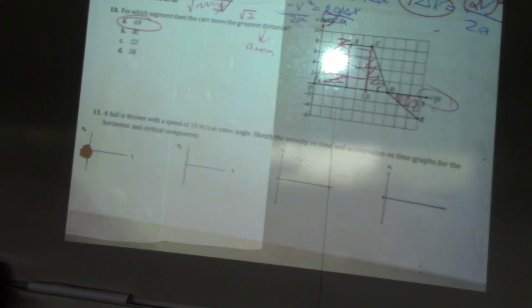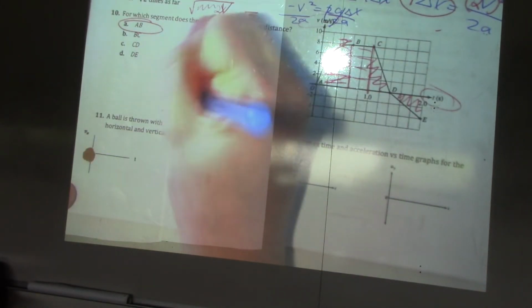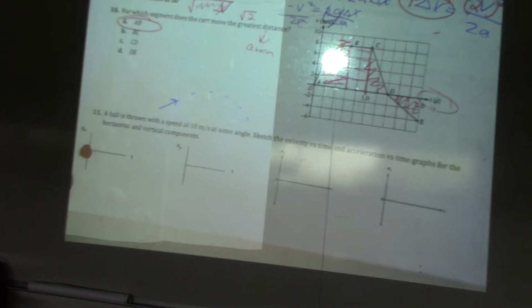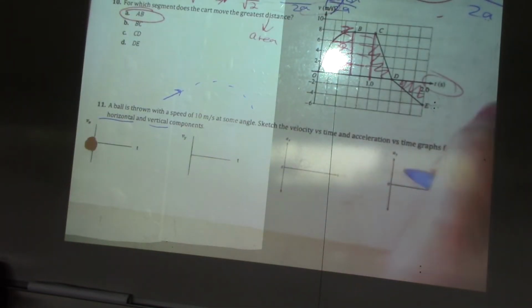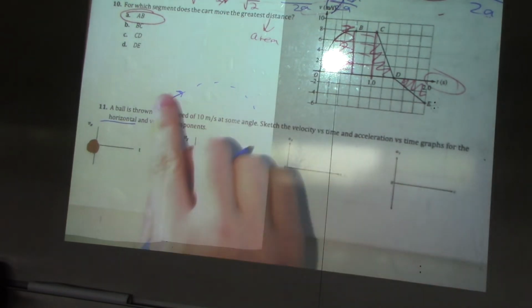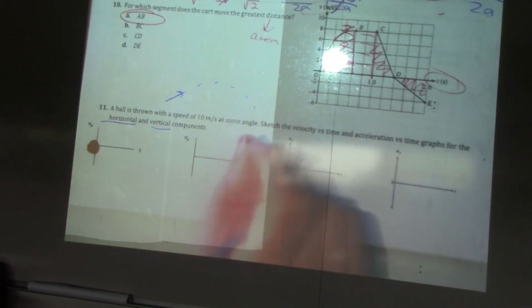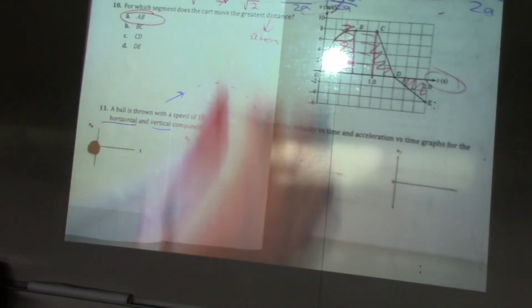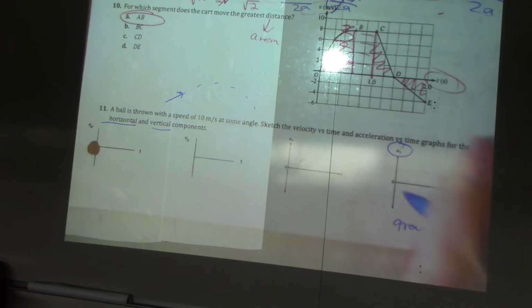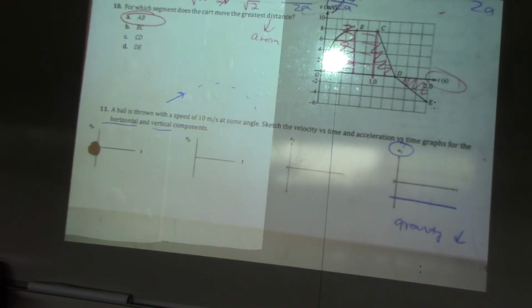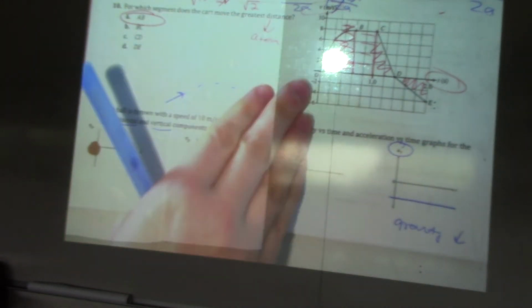Right, a ball is thrown with a speed of 10 at some angle, so I'm throwing it up at some angle like this. Sketch the velocity and acceleration graphs for both horizontal and vertical components. So I'm going to start with acceleration because I know for something flying through the air, the only acceleration I'm going to have is gravity. Gravity is pulling down, so that would be a y acceleration, right? Gravity pulls down, and it's a negative constant acceleration. It's negative 10 at every single point.